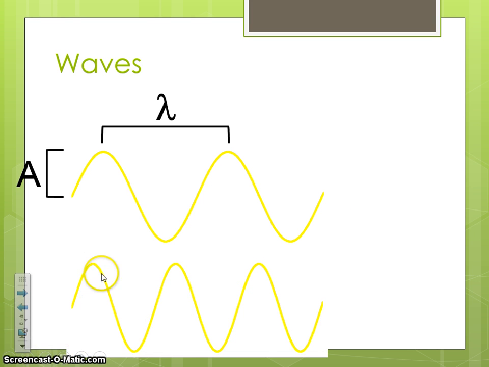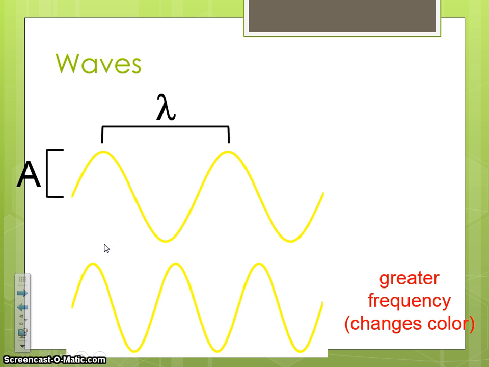So here we see that this wave is a little bit closer together than the one above it. This would be a higher frequency wave at this point. So what we see is because they are closer together, they're going to pass the same point more often, which is where we get that idea of a higher frequency. The frequency is related to the color of light in the visible light spectrum.